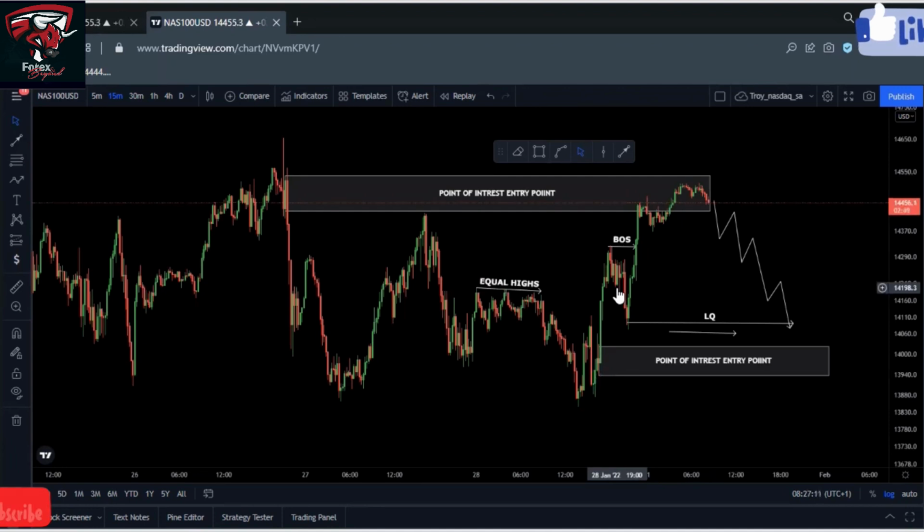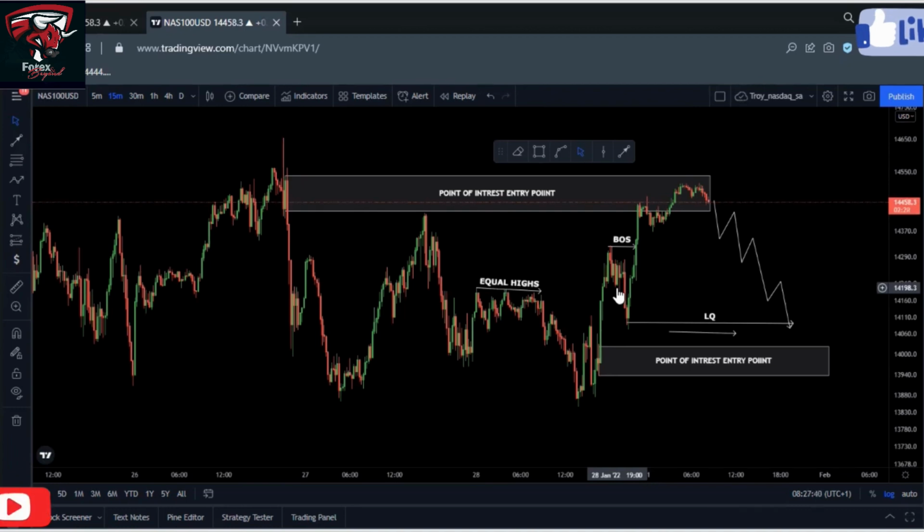We have break of structure, which is BOS. We have POI, which is point of interest. We have IMB, which is imbalance. Then we have LQ, which is liquidity. We have EQL, which is equal lows. We have EQH, which is equal highs. Then we have COS, which is correction of structure.